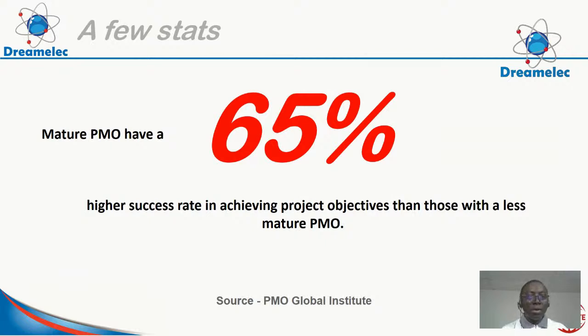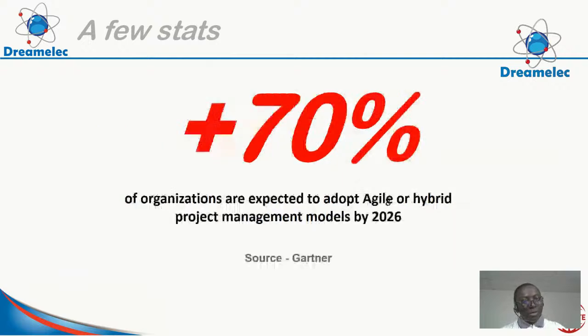So more mature PMO have 65% higher success rate in achieving project objective than those who are not. Une autre statistique, 70% of organizations are expected to adopt agile or hybrid project management models by 2026. This is from Ghana.